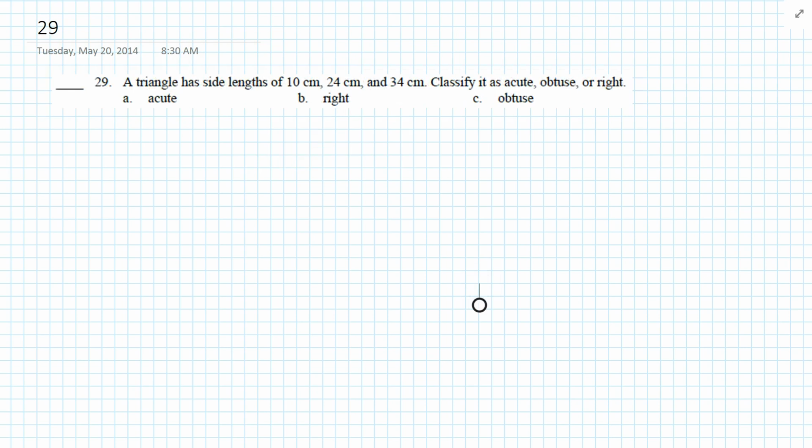29. A triangle has side lengths of 10, 24, and 34. Classify this as acute, obtuse, or right. Okay, well, short side squared plus short side squared, compared to c squared. If it's equal, it's a right triangle. If they are greater than c squared, it's acute. And if c squared is greater, it's obtuse.